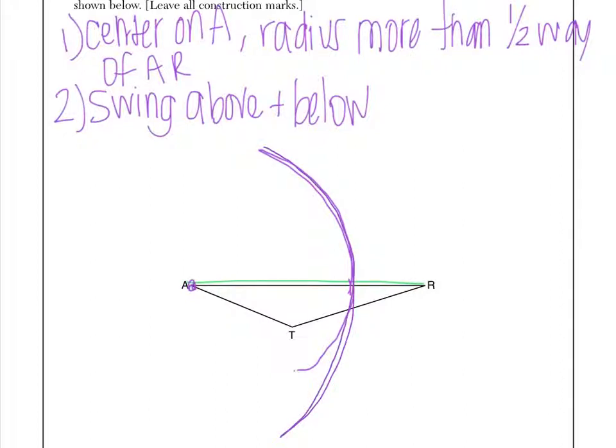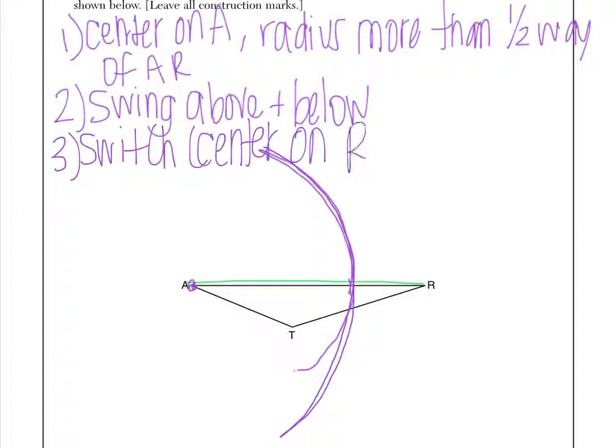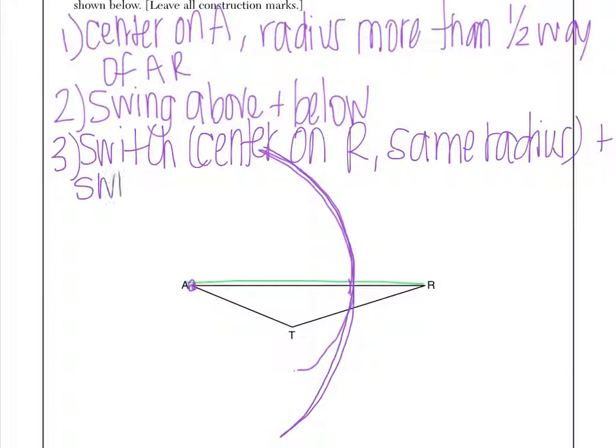Then we're going to switch. Put your center on R. Keep the same radius. And swing the arc. So I'm going to switch, same radius, swing above, swing below. Now, of course, yours is going to look much better than mine because you're using a compass.